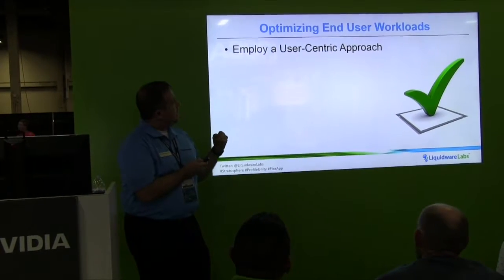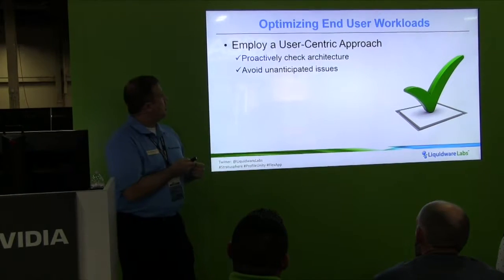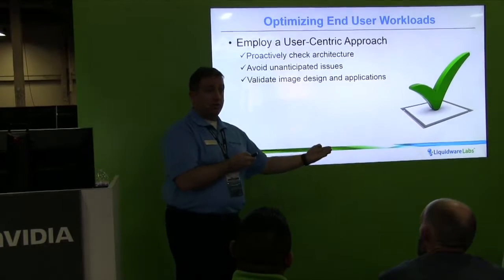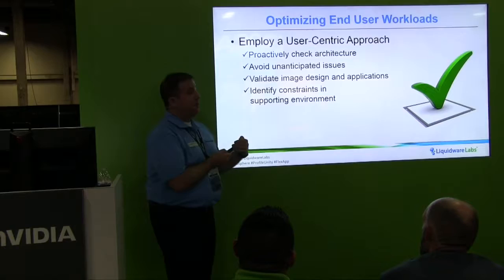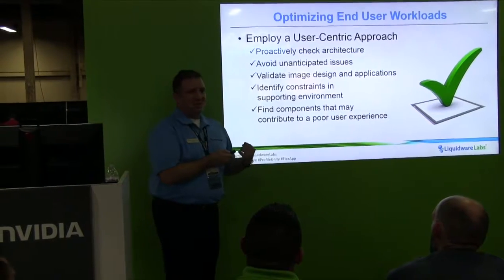So with respect to end user workloads, we talked about the user-centric approach. We talked about how you can use this to check your architecture to avoid issues, validate your image design and the applications that you place into that image, and ultimately find and identify constraints. So how does this all relate to GPU, right?